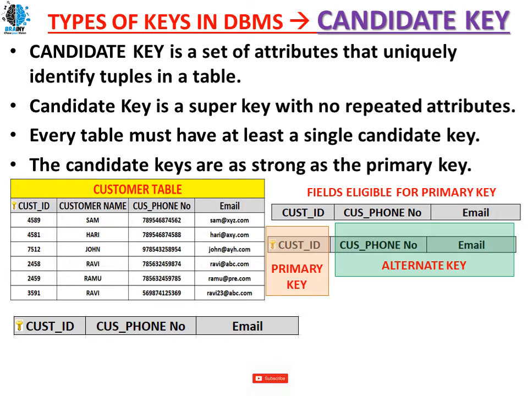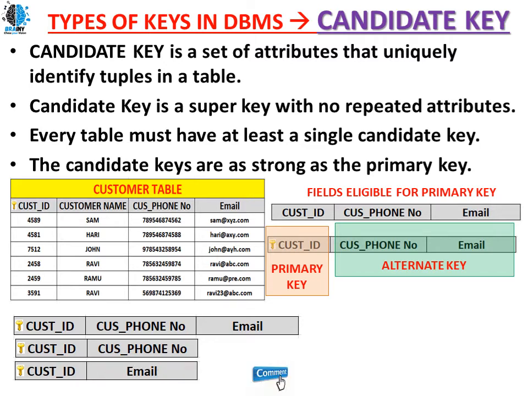Let's see this. First one, I have the customer ID, customer phone number, email address. One type of candidate key I can have. Next, customer ID and customer phone number. One type of candidate key I can have. Next, customer ID and email address. One type of candidate key. So this customer phone number and email address are eligible fields for primary key, and are called alternate keys. So the combination of primary key and alternate key will create the candidate key. Remember this.